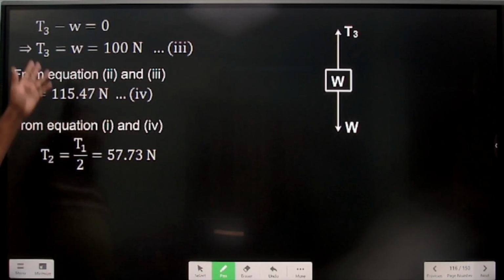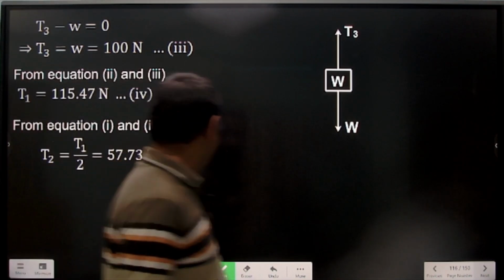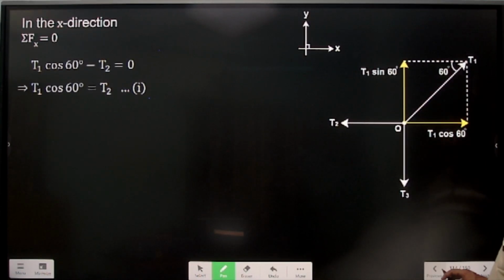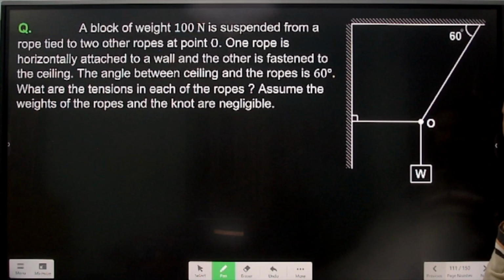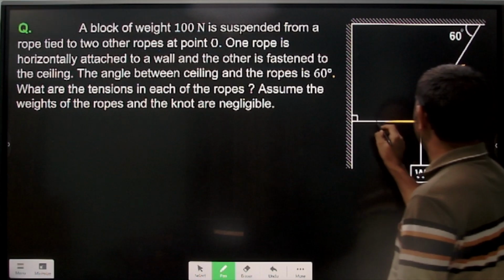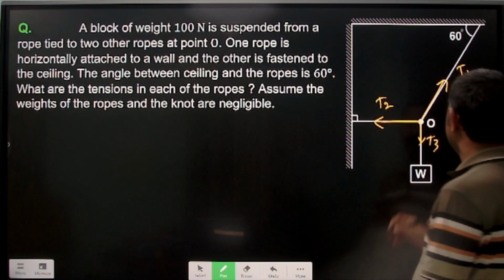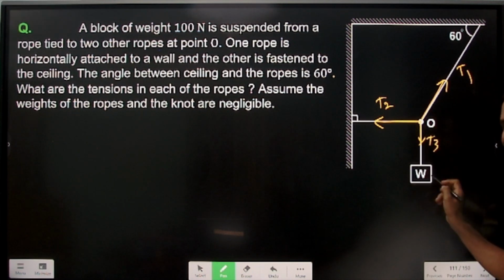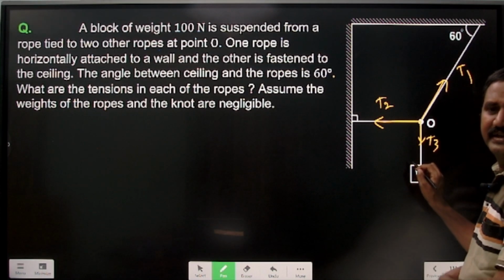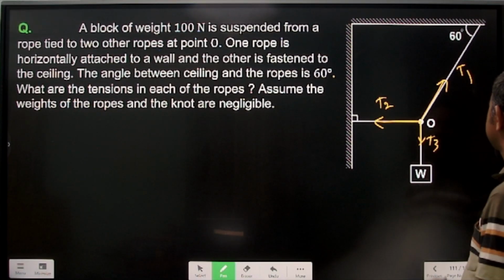So from this, T1 is equal to 115.47 Newton, T2 is equal to 57.73 Newton. So here in this question, this is T1, this is T2 and this is T3. Here T3 is nothing but the weight of the body, that is at rest, so T3 is equal to what? T3 is equal to W. Okay? T3 is equal to W in this case.